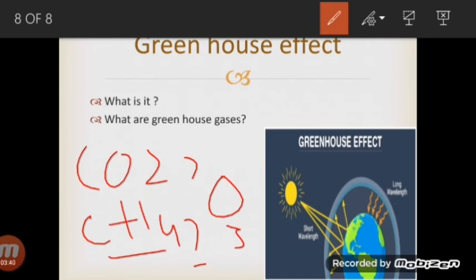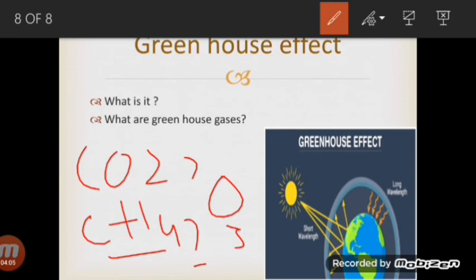So the natural greenhouse effect is crucial for maintaining the proper temperature needed to sustain life on the Earth. Without these greenhouse gases, the Earth's surface temperature would be around minus 40 degrees centigrade and it would be permanently covered with ice. So we also need greenhouse gases. But the extra or excessive emission of these greenhouse gases is leading to global warming.